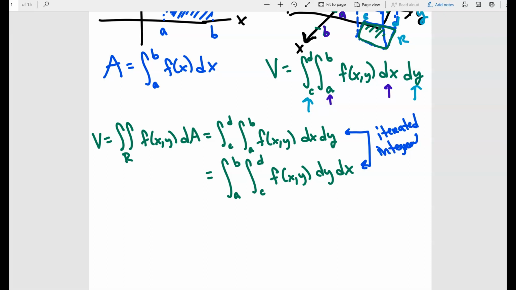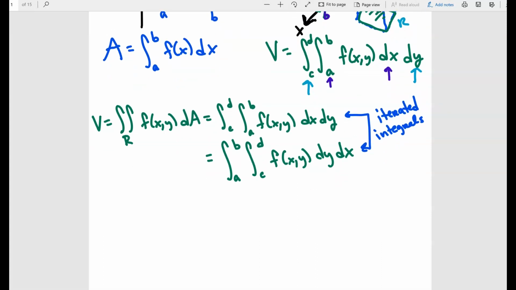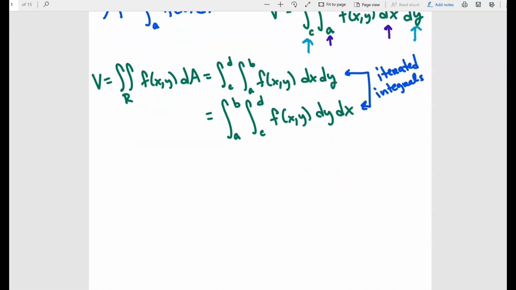Okay, they're going to give you exactly the same thing. So I can write either with x or with y. Doesn't really matter. Sometimes one integral might be a little bit harder than the other one, but for the most part, they will give you the same exact answer. Okay, so these are what we call iterated integrals. So you can go ahead and interchange the limits of integration.